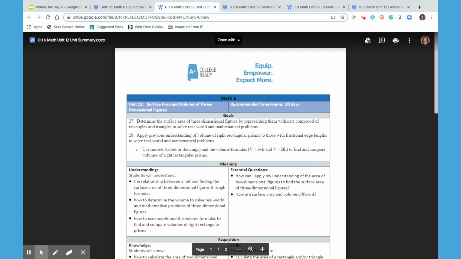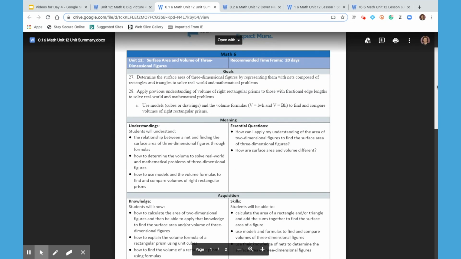Looking at our UBD, this is a 20-day unit, surface area and volume of 3-dimensional figures. This really helps students to categorize. You've got your 2-dimensional figures where we're using area, and now we're on to 3-dimensional figures where we've got volume and surface area.